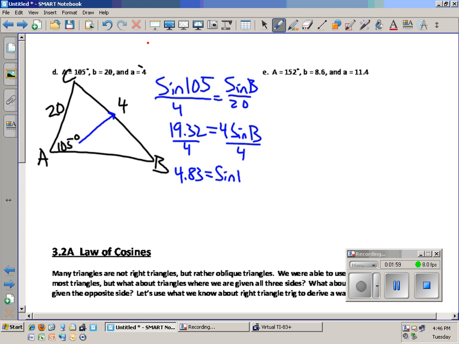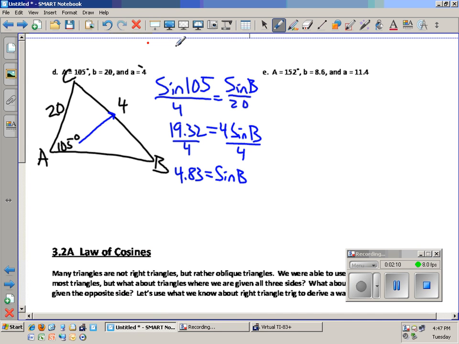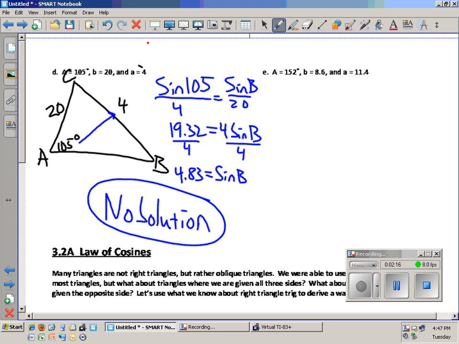Can sine of B ever be equal to 4.83? No. If you do a sine inverse of that answer, you get a domain error. So that tells you in this situation there is no solution. Surprise, surprise, you saw that this side 4 was just too short to match up with that side 20. There's no way it could stretch long enough to make it there. So you had a no solution scenario.